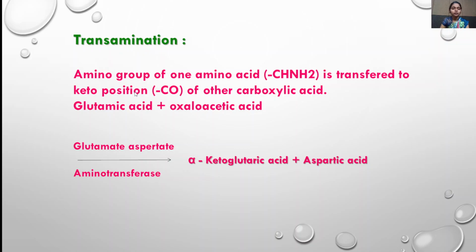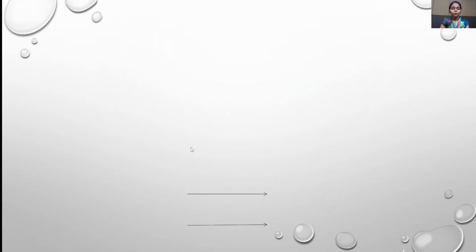Transamination. The amino group of one amino acid is transferred to the keto position of another carboxylic acid. Glutamic acid plus oxaloacetic acid, in the presence of glutamate aspartate aminotransferase, gives alpha ketoglutaric acid plus aspartic acid. Moves to the next slide.